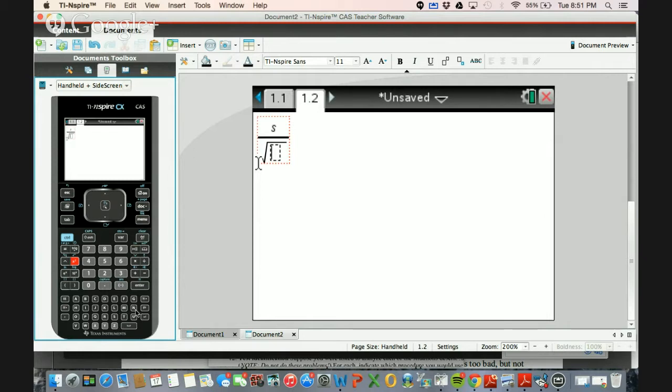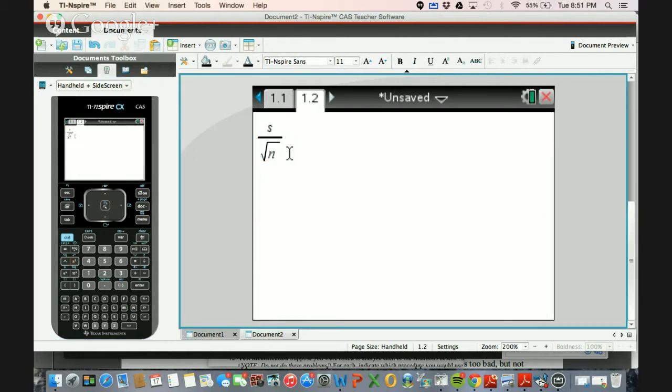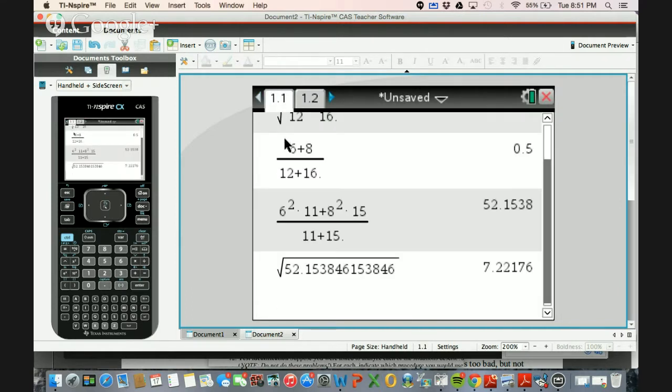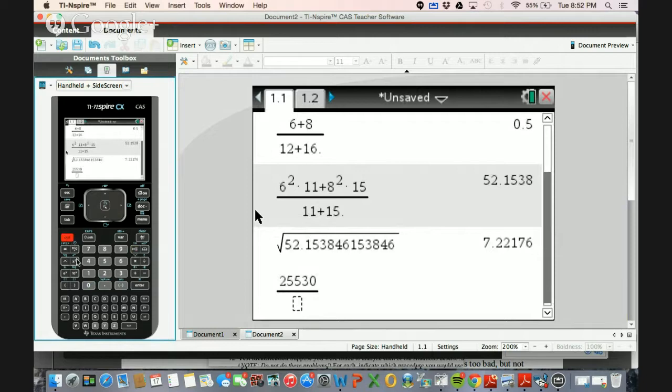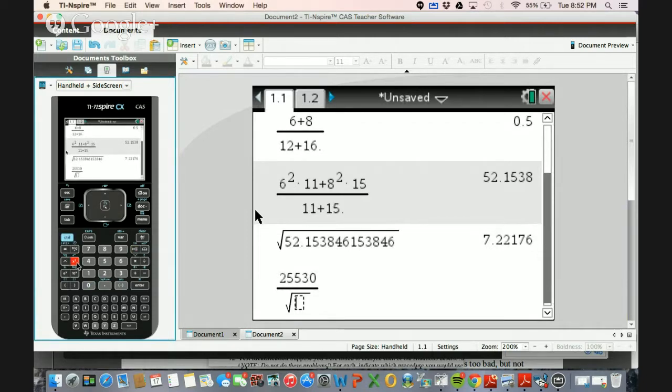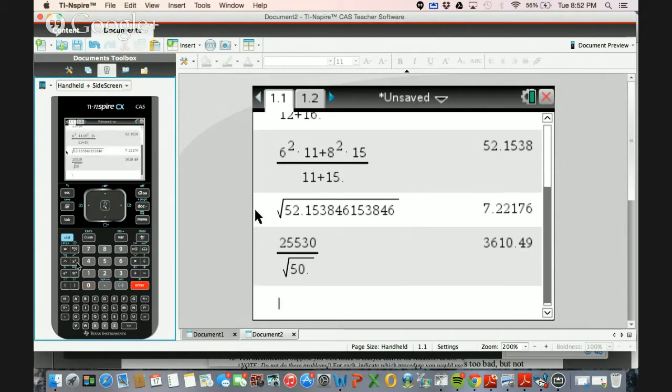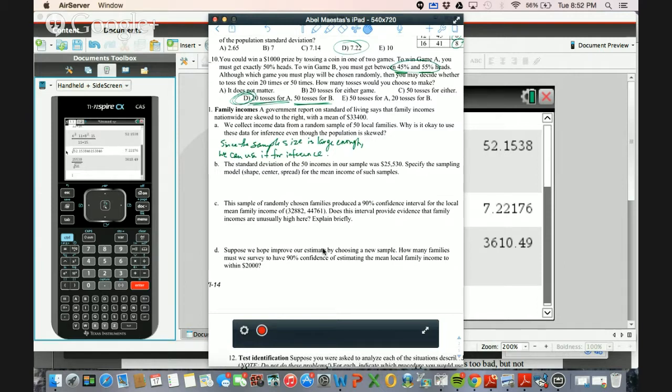All right. So let's go and do that, and I'll do that in my calculator. So I know that the standard deviation is 25,530, and I want to divide that by the square root of 50. I'll put a decimal here just because I'm using the CAS, and I get 3,610. I'm just going to go ahead and round that. Okay, 3,610. So I'm going to go back here. Not sure if you can see that. I'll make it bigger here.